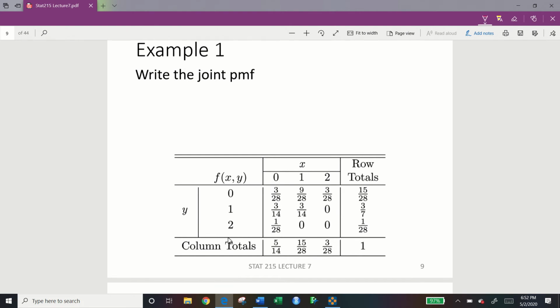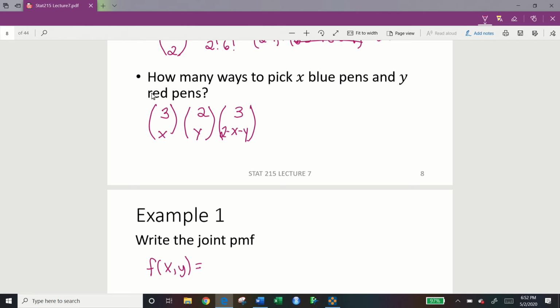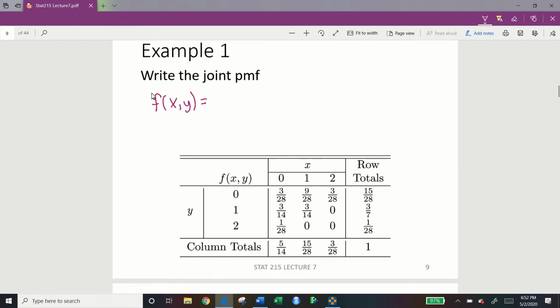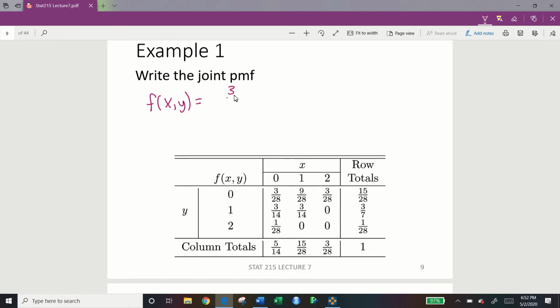Now, we want to write our joint PMF. Bright news is the previous slide gave us all the parts we needed. So our joint PMF is going to be f of x comma y equal to the number of ways to pick X blue pens and Y red pens, or 3 choose X multiplied by 2 choose Y multiplied by 3 choose 2 minus X minus Y, all over our total number of ways of having 8 pens and selecting 2, or in other words, 28.